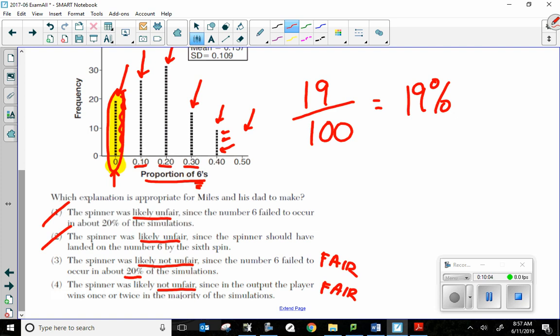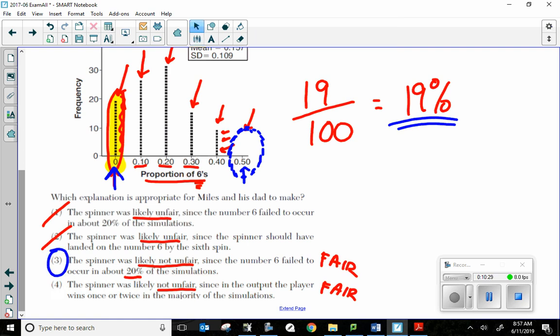Now if he got a 6 on 5 of the 10 rolls, like 50%, that would be unfair because that never happens. There are no dots there. But yes, it is a fair spinner because about 20% of the time you won't win. And 3 is the answer.